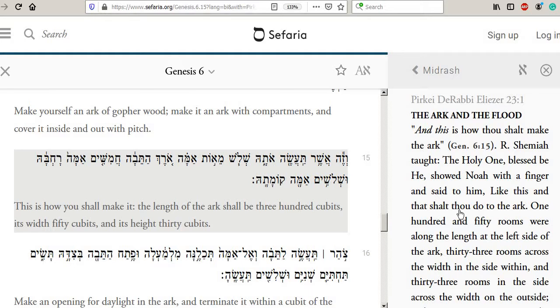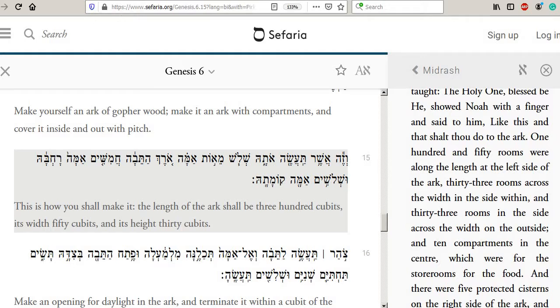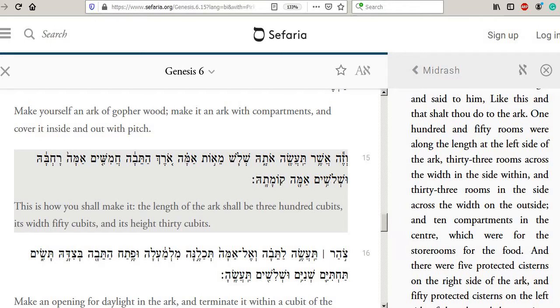Of course, we know that God doesn't have a physical body and therefore doesn't have fingers, but it's an interesting way of putting it, and we'll learn more about the fingers as we go down here, and the hand of God, as it were. Like this and like that. 150 rooms were along the length at the left side of the ark.